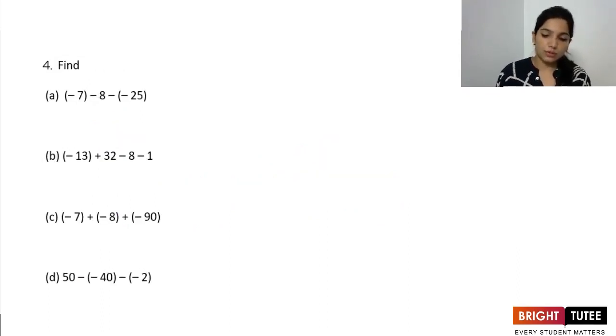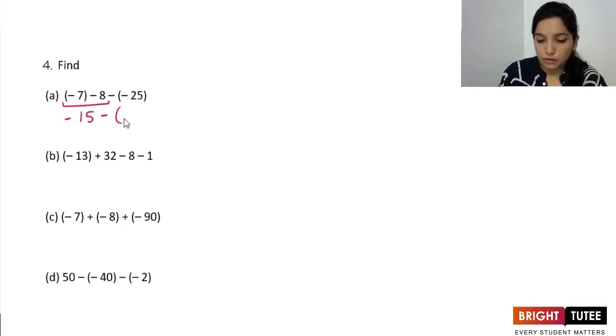Now let's solve these questions here. Here we are going to deal with more than 2 numbers while solving the integers. Okay, so let us simplify this question in every step. Starting with the first one here, it is minus 7 minus 8. So minus and minus of integer, clearly it's going to be an addition. So it is 15 with a minus sign. And what are we left with? We are left with minus of minus 25. How can we write minus of minus? It is minus 15 plus 25. I hope this is clear.